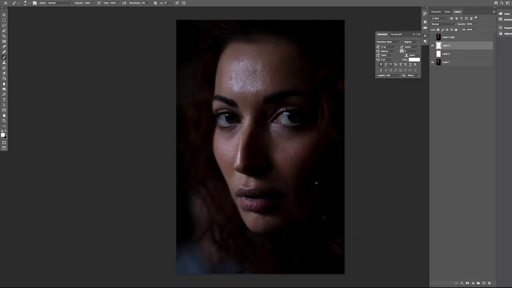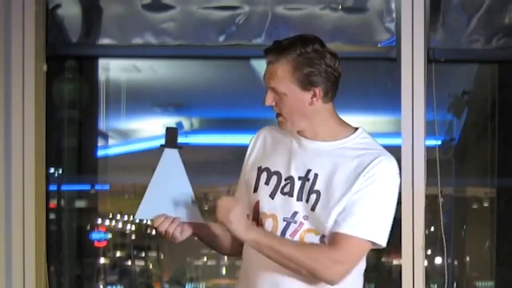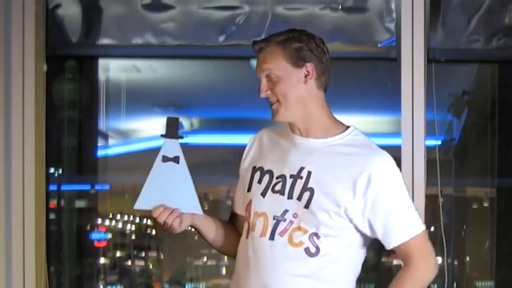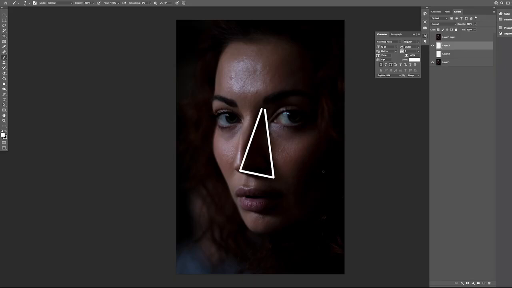So let's take a look at this here. This is not a person. There's no nose here. What is it? It's a triangle. Ooh, such a classy triangle. It's a triangle of shadow. And look at this light triangle here. 1, 2, 3. Let's find the triangle in the eye. 1, 2, 3. And there's one here at the chin.